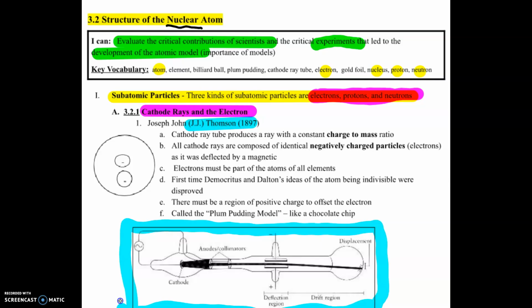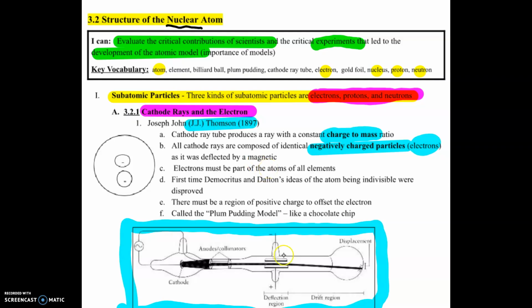Cathode ray tubes produce a ray with a constant charge to mass ratio. That's the important part. He could measure the charge, he could measure the mass. All cathode rays are composed of identical, negatively charged particles, electrons. He discovered electrons. He didn't know it, but that's what he was looking at. They were able to be deflected by a magnet. Electrons must be part of the atoms of all the elements.